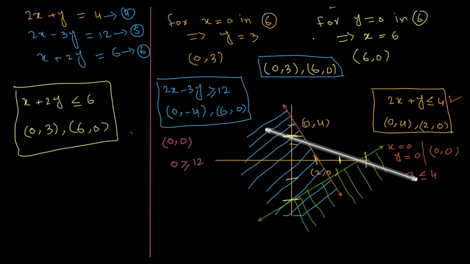Now we check for the origin, 0, 0. When we put x equal to 0, y equal to 0 over here, we get 0 is less than or equal to 6, which is true. So it means that our solution region in the case of the third line is towards the origin.